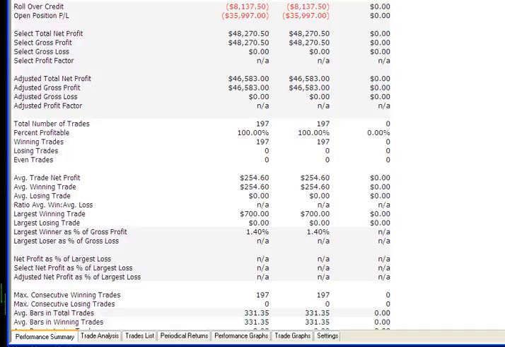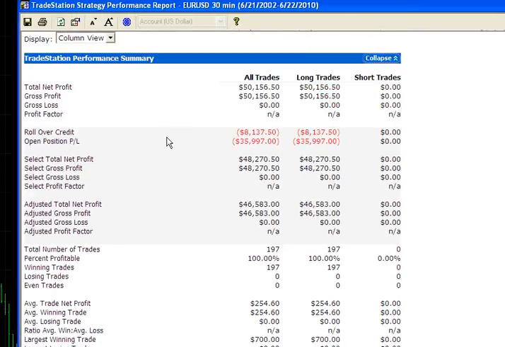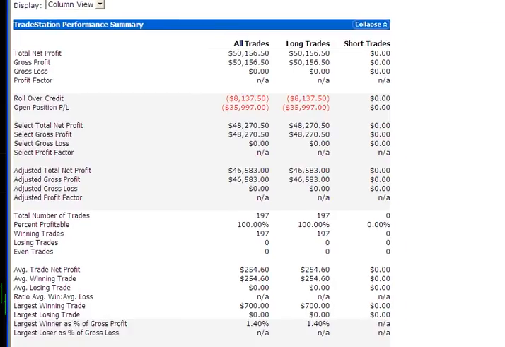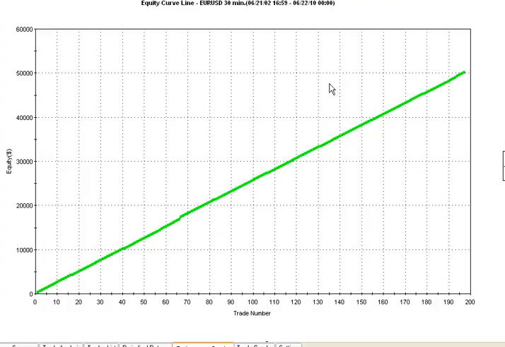If you look at the performance report here, you can see that the open position profit and loss is $35,000. So you'd have to hold a position for a long time, even if it was going against you, which answers the last and final question: if you would create a system like this, would you trade it? And the answer should be obviously not.